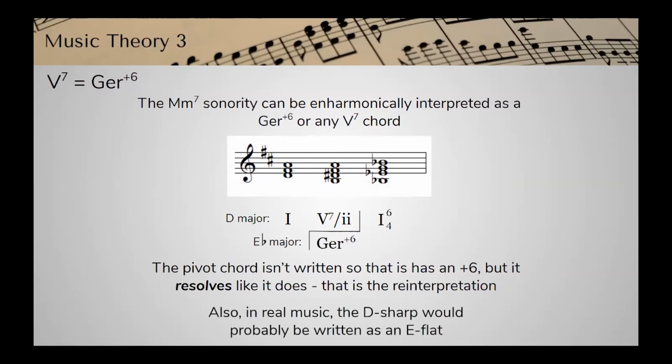Another thing to notice there is that we have a D sharp in that middle chord and an E flat in the next chord. In real music, that would probably never happen because those are the same note. So for ease of playing, that D sharp would probably be rewritten as an E flat, and you just have some weird chord in the middle there. So another thing to note about enharmonic modulations is that things won't necessarily be rewritten functionally, but they will resolve functionally.